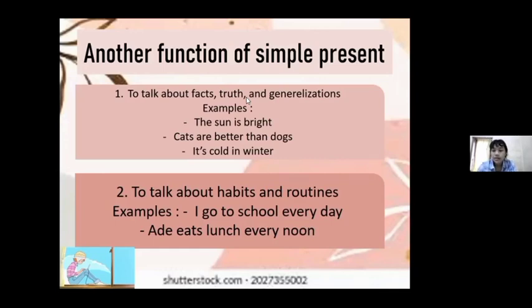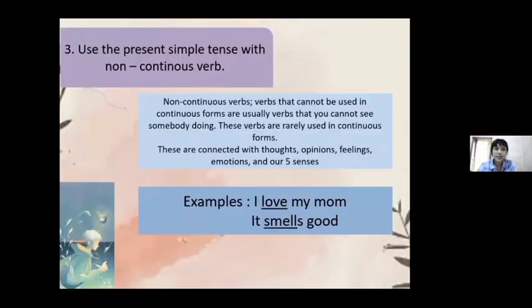The third function is to use the present simple tense with non-continuous verbs. Non-continuous verbs that cannot be used in continuous forms are usually verbs that you cannot see somebody doing. These verbs are rarely used in continuous forms. These are connected with thought, opinion, feelings, emotion, and our five senses.